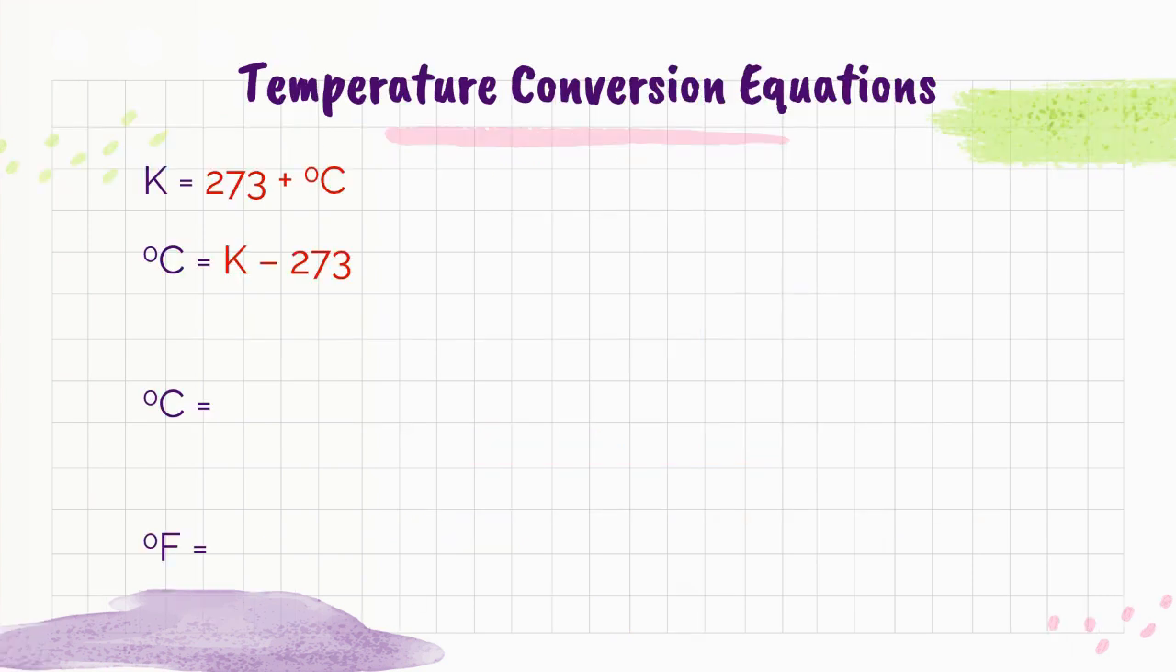So here's a few formulas. 273 plus degrees Celsius is going to give us kelvins. Or if you have kelvins, we'll just rearrange this and solve: subtract 273 from the kelvins, and that gives you degrees Celsius. Okay, so there's two new formulas for converting between Celsius and kelvins.